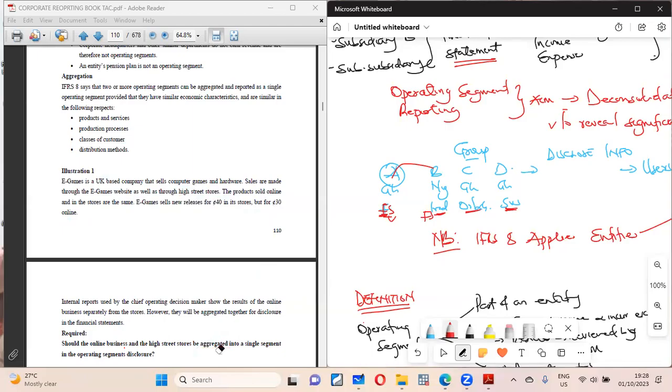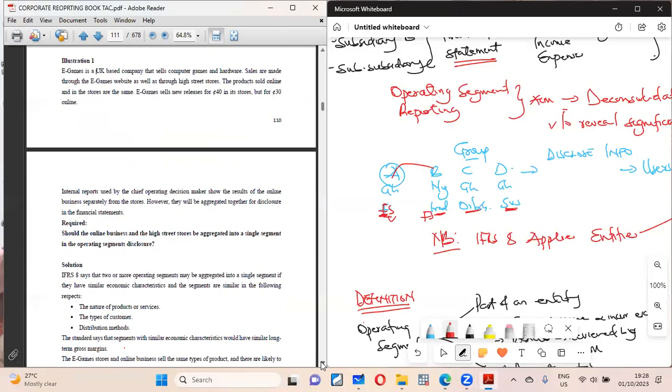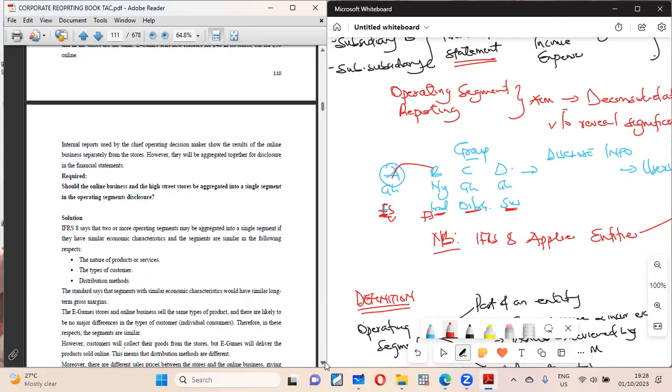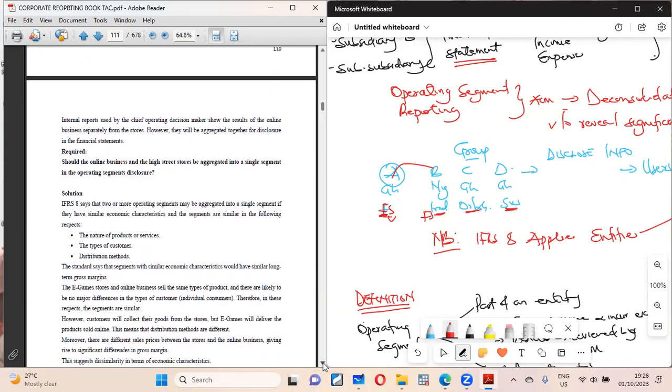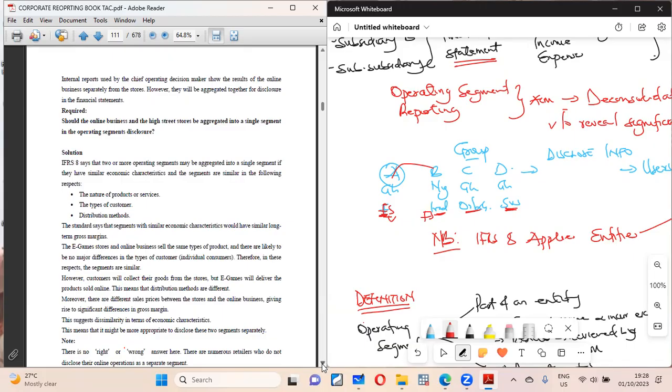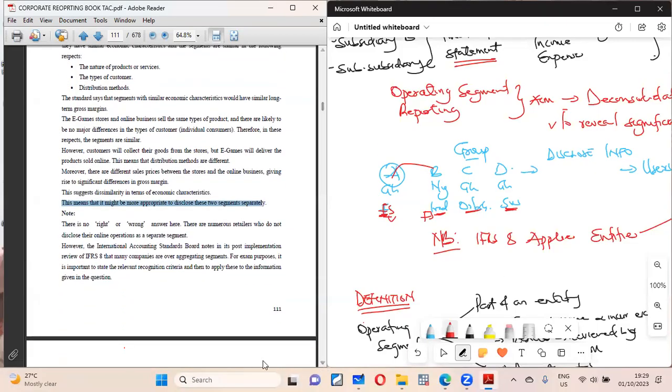So it means that you have to actually know the criteria. All right. So that is that. So you see that I've provided the answer for you. Those of you who have the book, you see that that is that. So in conclusion, this means that it might be appropriate to disclose them separately. This is a disclosure standard.